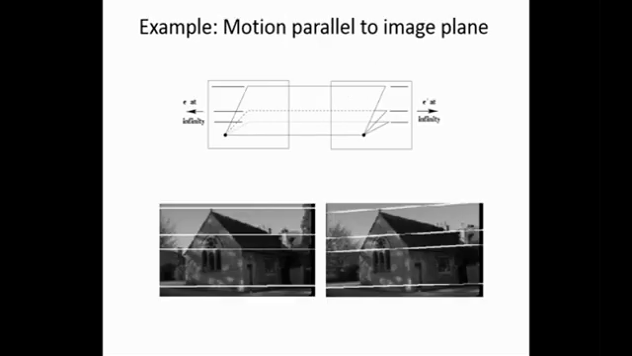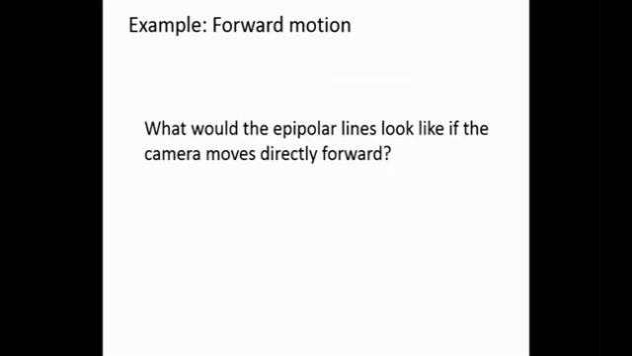So here's another example where if the motion is parallel to the image plane, and by motion I just mean the relative position of the cameras, then the epipolar lines will all be parallel because the epipoles will be at infinity. Because if I've got my two cameras here and the baseline's here, the place where those intersect at the image plane is at infinity because it is parallel. So what would the epipolar lines look like if the camera were to move directly forward? Or another way to say it is, where would the epipole be?